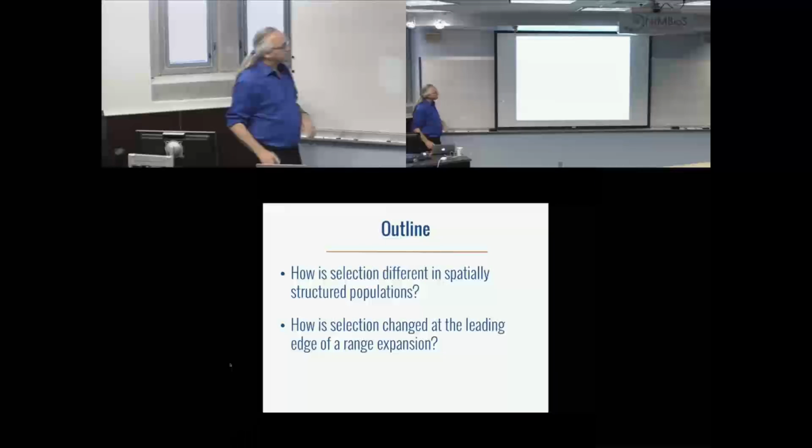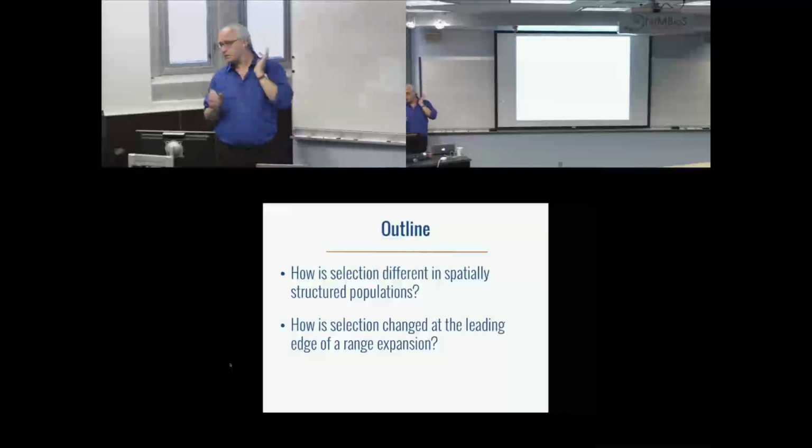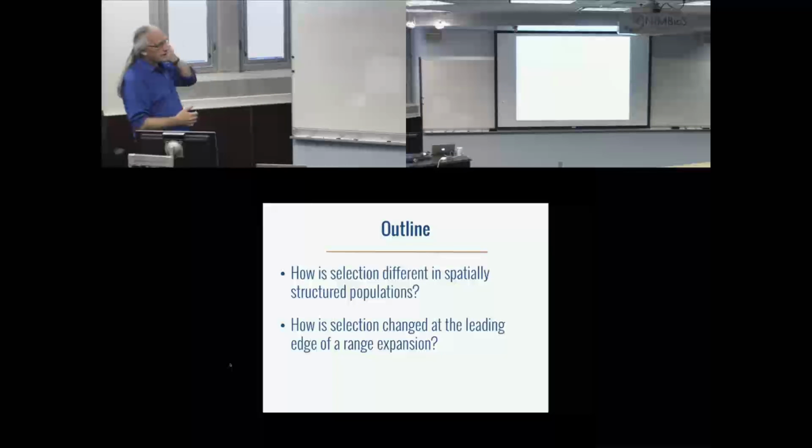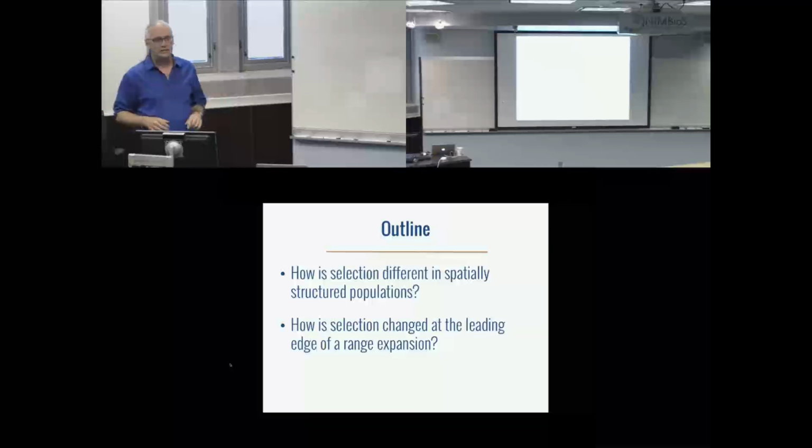I want to try to address two fairly specific questions today. So one is, how is selection against deleterious mutations different in spatially structured populations?